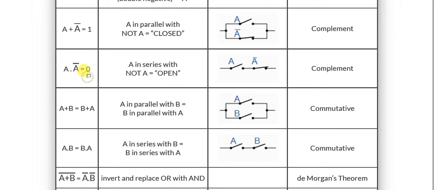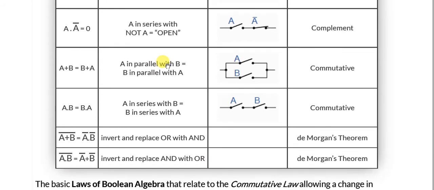Again, A dot A complement will always be equal to 0, because if A has the value 1, then 1 complement is 0, and 1 into 0 is 0. If A is 0, then the complement is 1, but 1 into 0 is 0, always equal. So this is very useful. These are useful laws, or rules, of Boolean theorems, Boolean algebra.